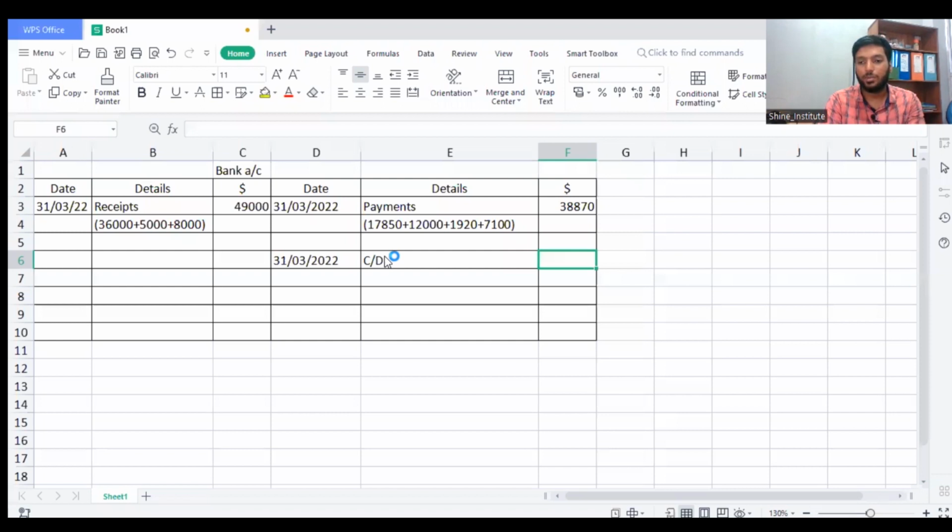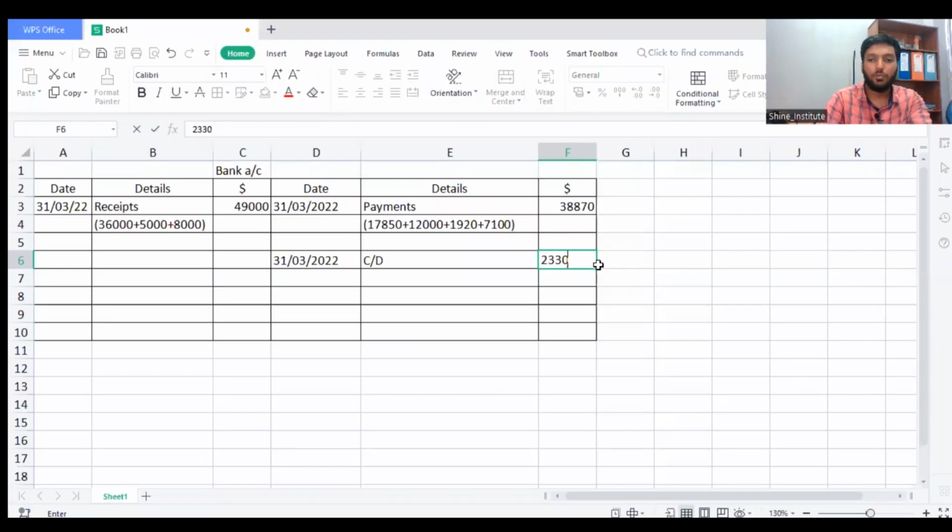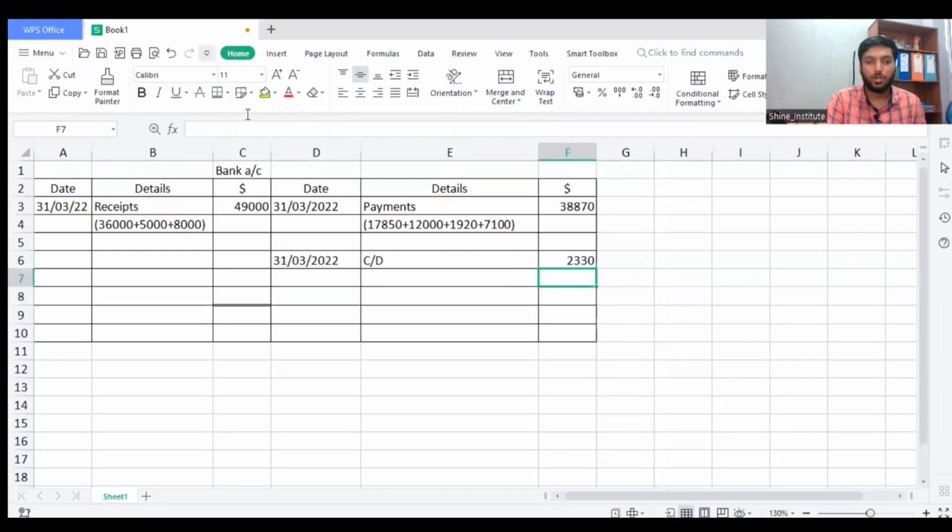Here they are saying the carried down balance is 2,330. So I'm going to take that particular balance and find the exact drawings. The difference between the total receipts and the total payments is the actual drawings. We need to know this because this is a cash account, though we say it as a bank account. The amount of money they have taken from the bank is the cash drawings. So we're going to take the total out of it to know the exact drawings in total because they have kept a question mark for the drawings.